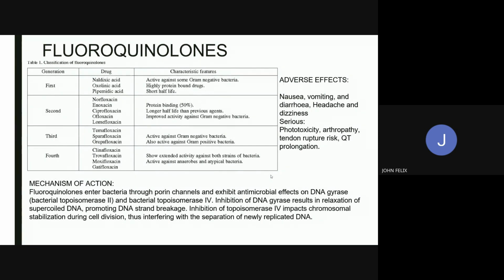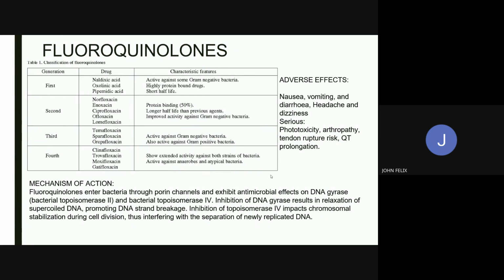Then fluoroquinolone antibiotics. The only thing we need to remember is that cephalosporins covered gram-positive organisms at first, and the further generations covered gram-negative organisms. Fluoroquinolones act vice versa, whereas the first generation covered gram-negative organisms, and the further generations covered gram-positive organisms, anaerobes, and atypical bacteria as well.